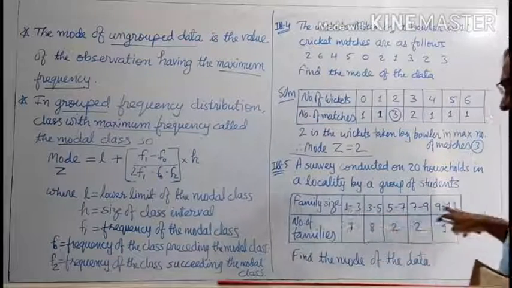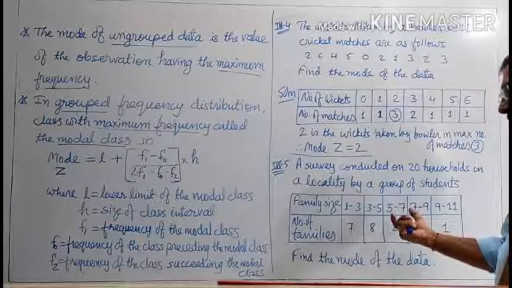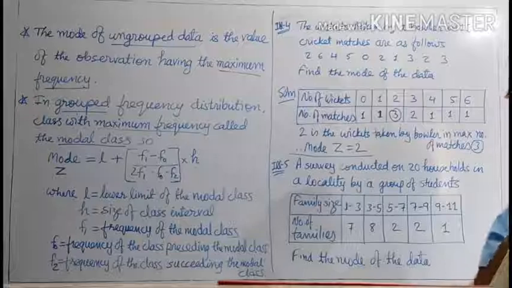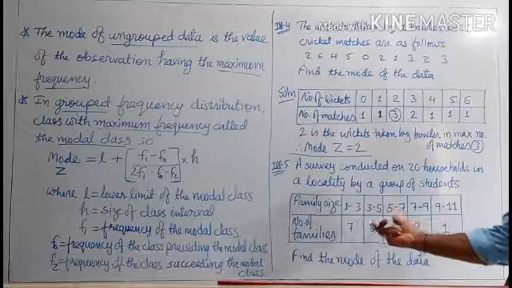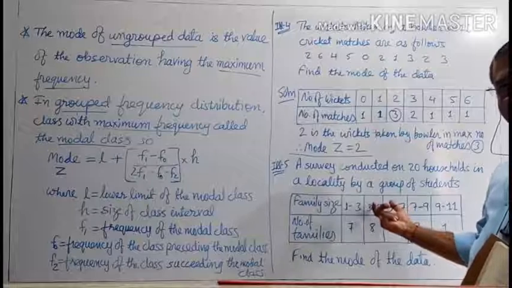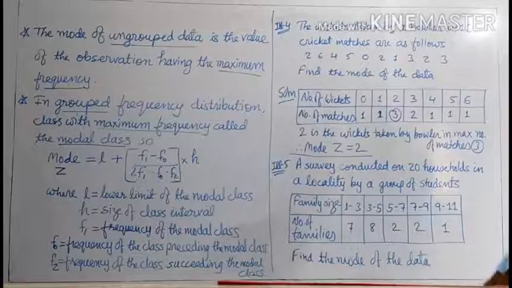So here the family size. We will get the mode in a particular range. What is the mode of the data here? Here the family members are there. 7 families are having a number of members. So the number of members, the family size, we will get the mode in this range. Which range will we get? So let us find the mode.